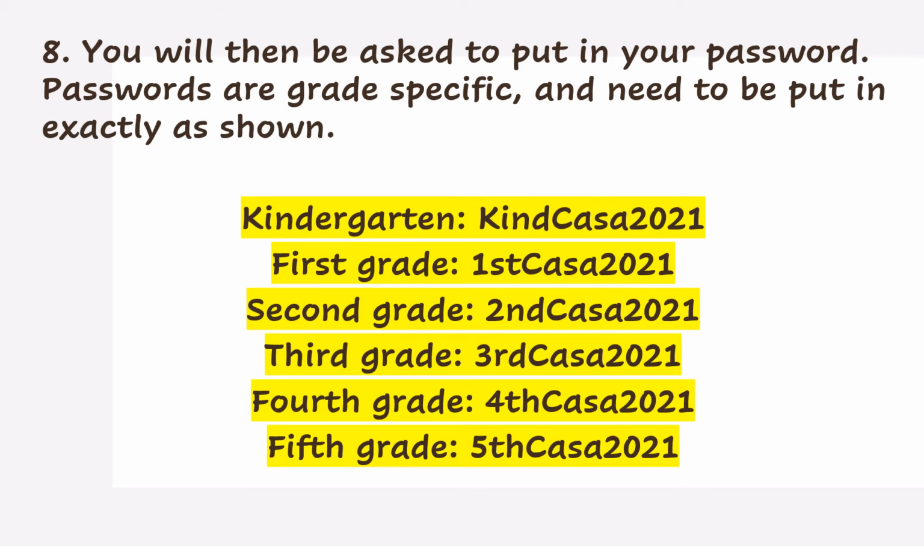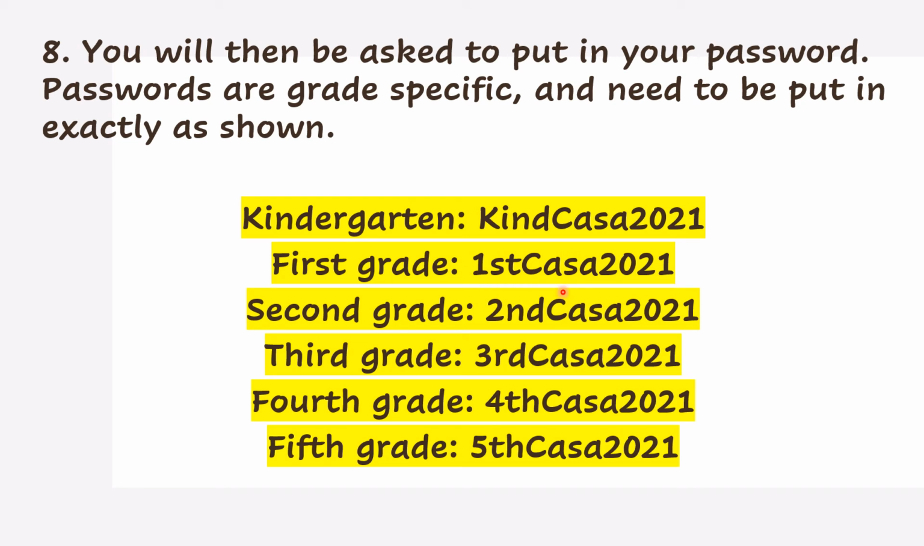So once you've put in that username and you click next, you'll then be asked to put in your password. The passwords are grade specific, and they need to be put in exactly as shown. So you can find your child's grade here and the corresponding password. So for example, kindergarten is Kind Casa 2021. That K needs to be capitalized and that C needs to be capitalized. There are no spaces in there at all.